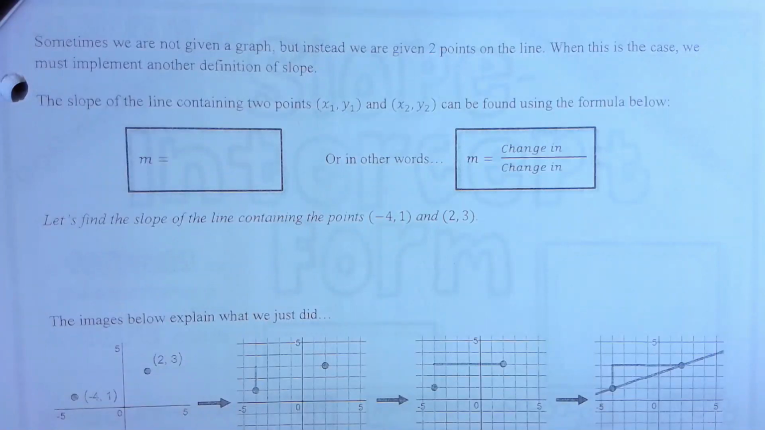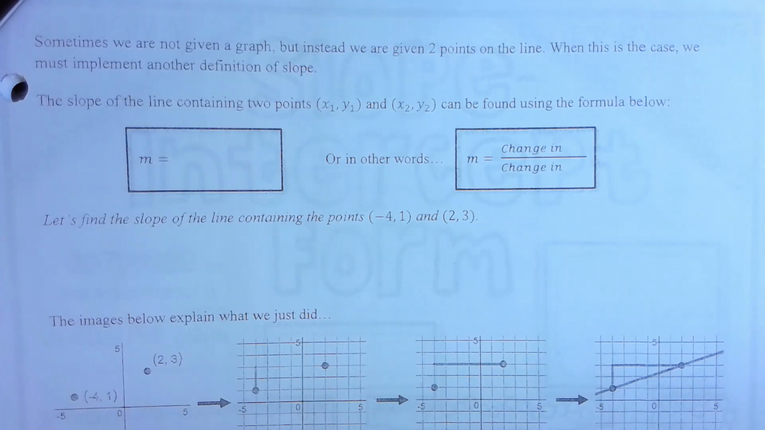Okay, so we've looked at slope on a graph and we figured out this rise over run thing. And so now I want to look at when sometimes we're not given a graph, right?